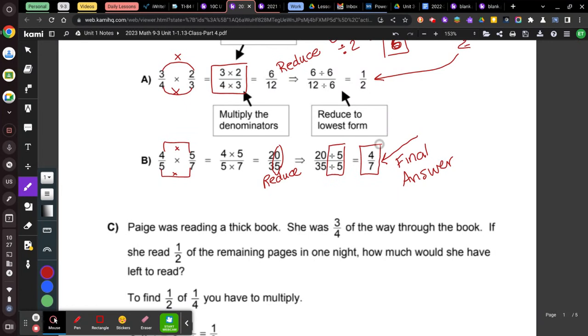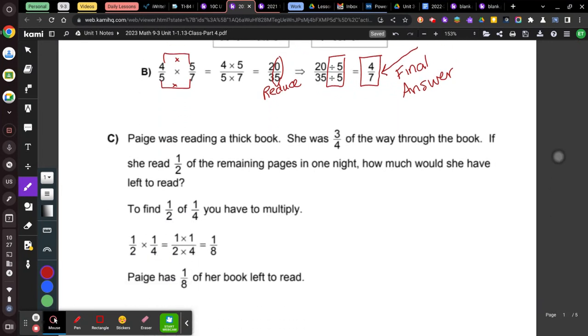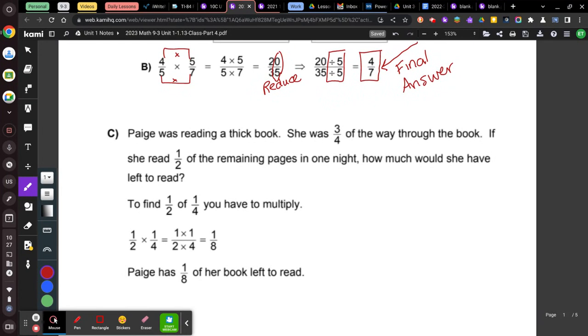Okay, final answer. All right, the next one. It says Paige is reading a very thick book. She was 3/4 of the way through, so 75% of the way through. If she read half of the remaining pages in one night, how much would she have left to read? So you want to find half of 1/4.